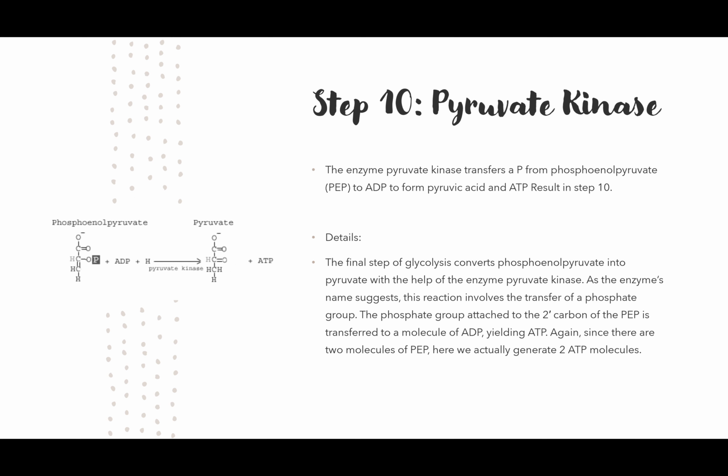So this is the last step of glycolysis, where we have phosphoenol pyruvate changing into pyruvate, right, with the help of the enzyme pyruvate kinase. As the enzyme name suggests, the reaction involves the transfer of a phosphate group, right, so in the kinase family here. So the phosphate group attached to the second carbon of the phosphoenol pyruvate is now transferred to a molecule of ADP, producing yet again another molecule of ATP, right? So we have that there.